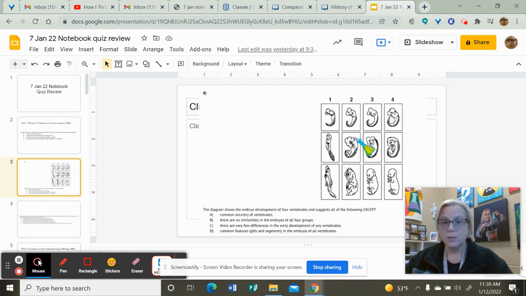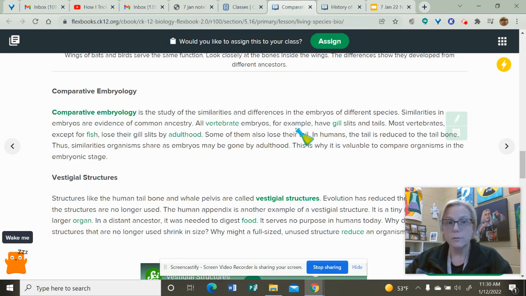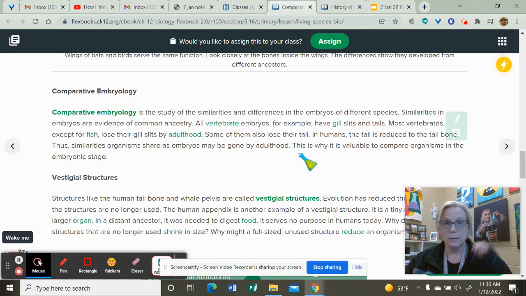The second question is about embryology. The diagram shows the embryo development of four vertebrates and suggests all of the following except. So remember, when you see this, you're going to go through each one and say, is this statement true or false? And in this case, we're going to choose the false statement as our answer. But I want to go back to where you saw this, or should have seen this and should have read this, in the assignment Comparative Embryology.